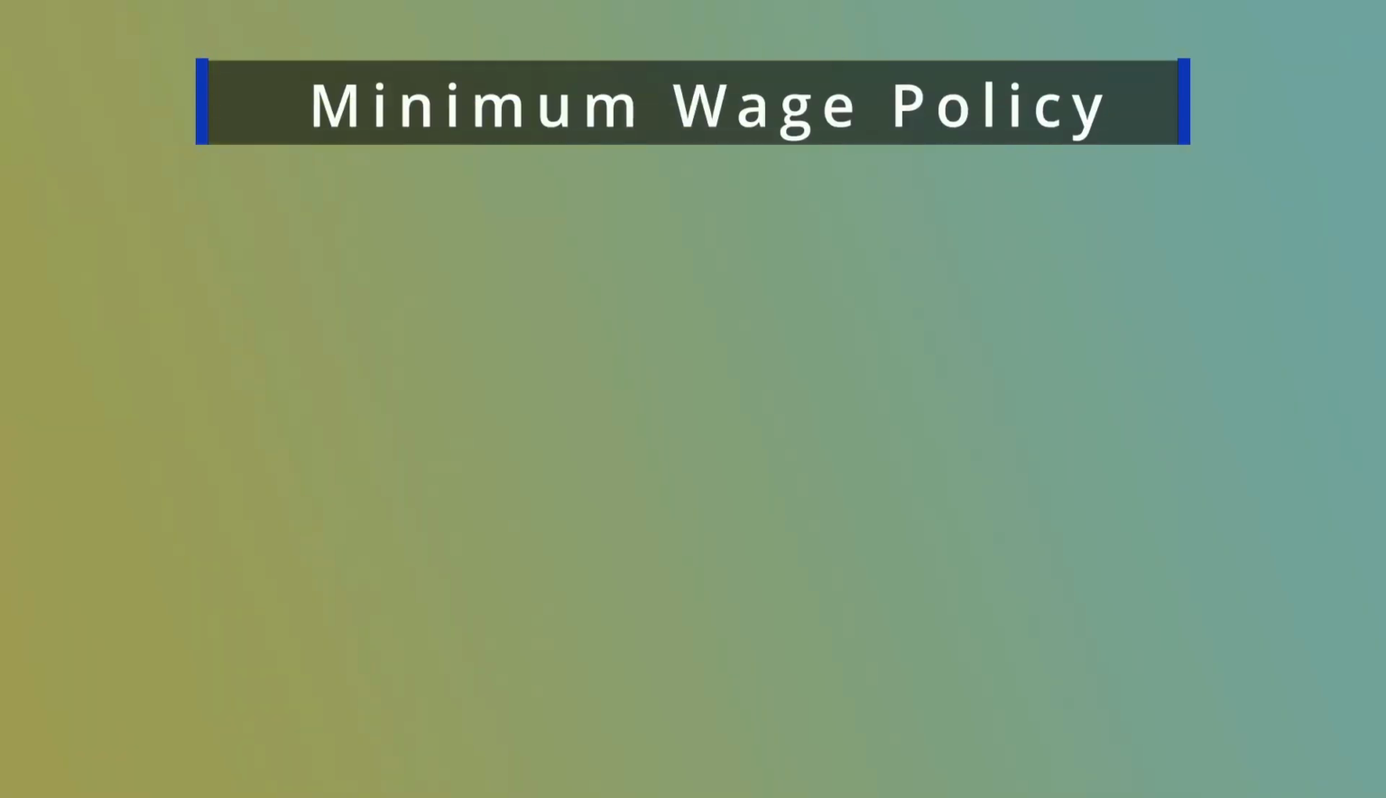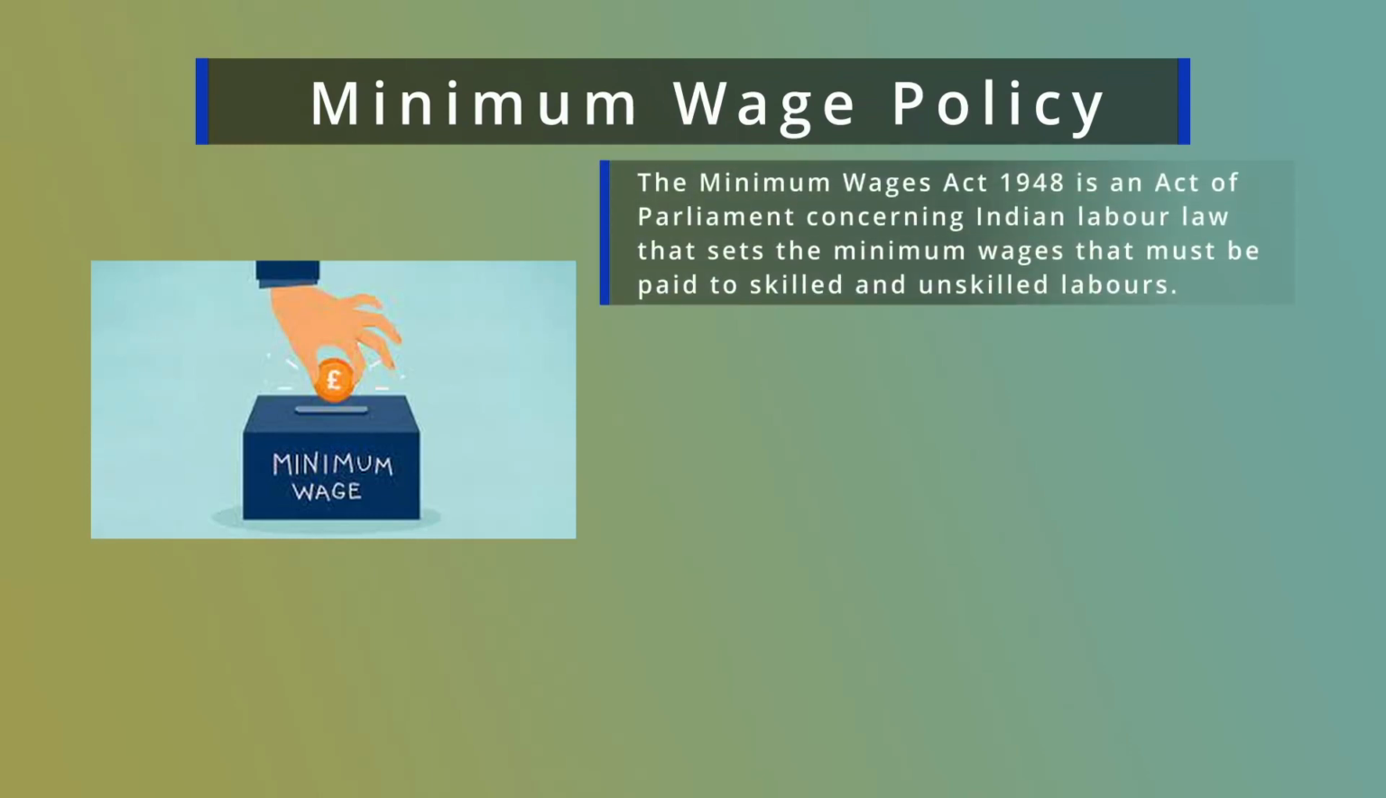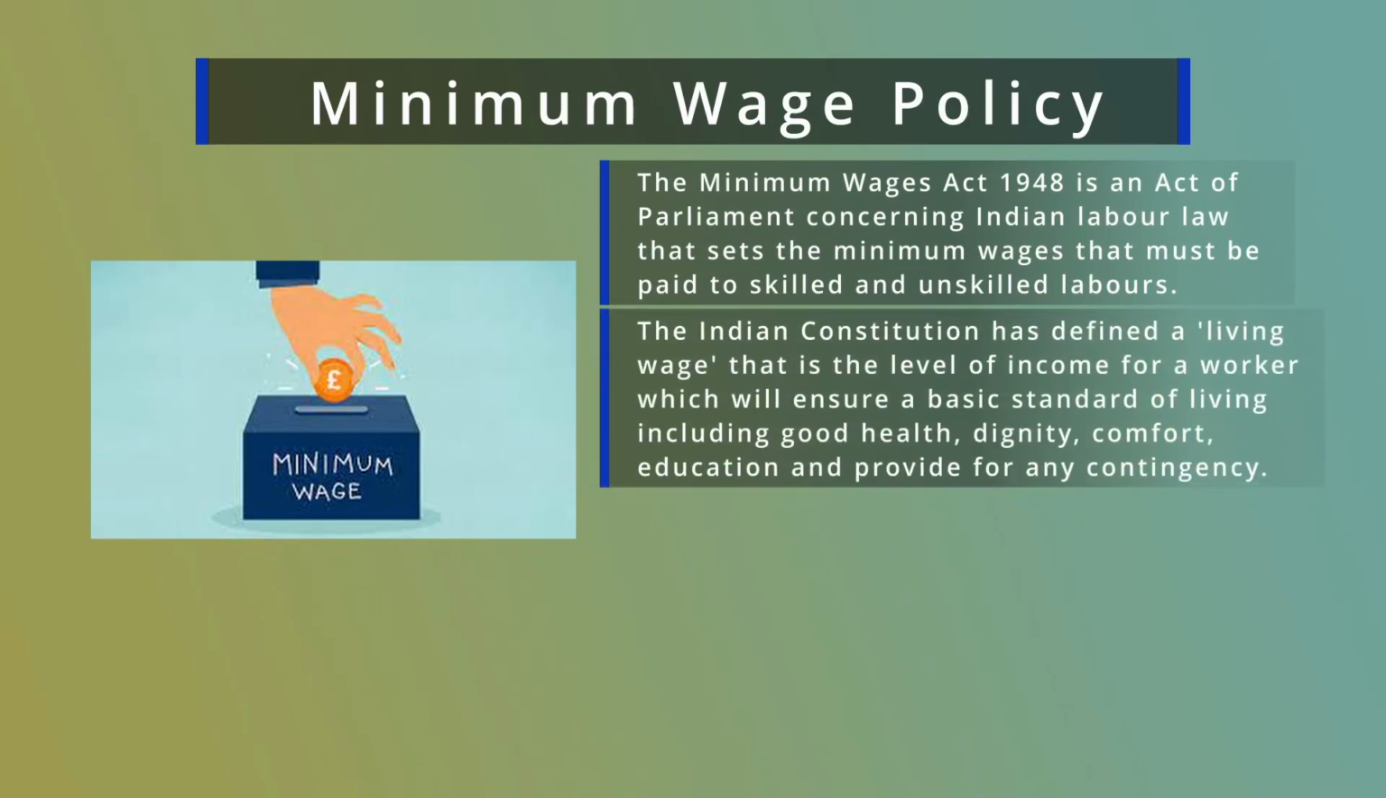Another policy adopted by the government is the minimum wage policy. This minimum wage policy was adopted by the government in the year 1948 to help secure a minimum wage for casual laborers. In the Constitution, it is treated as a living wage that secures a basic standard of living in respect of basic needs for food, health, education, etc.